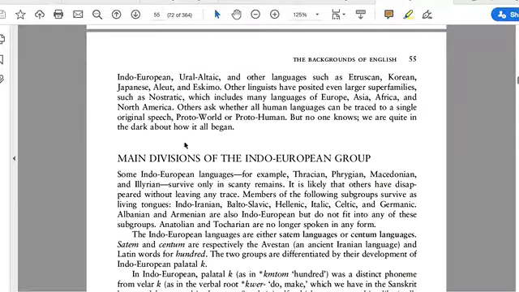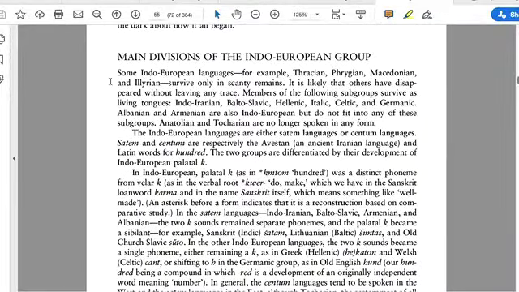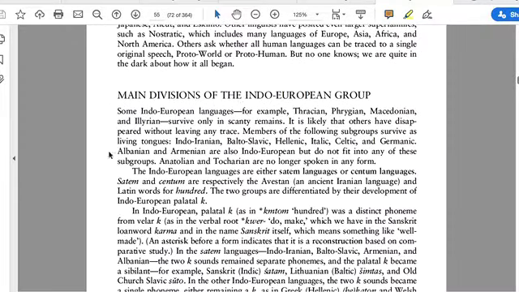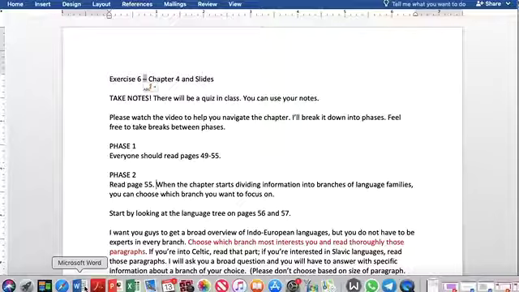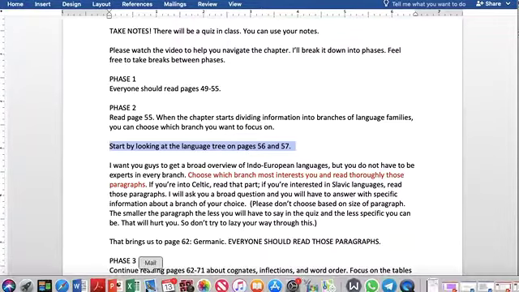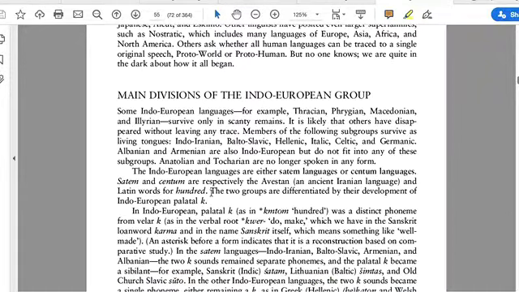Okay, so I ask you to read through page 55. Phase 1 sort of ends right here. And then you can start phase 2. I do ask you to read the rest of this page, the main divisions of the Indo-European group. So let's just check the assignment. Phase 2, read page 55. When the chapter starts dividing information into branches of language families, you can choose which branch you want to focus on. But you should start by looking at the language tree on pages 56 and 57. Visuals are really helpful. Read this part.